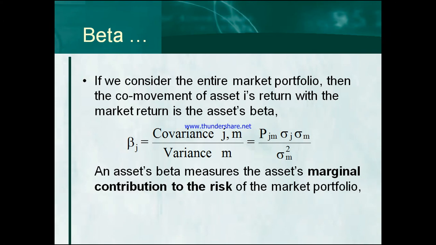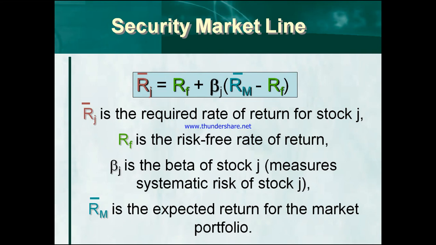This helps us to see that. So this is the security market line, the required rate of return of the stock. RF is the risk-free rate of return.